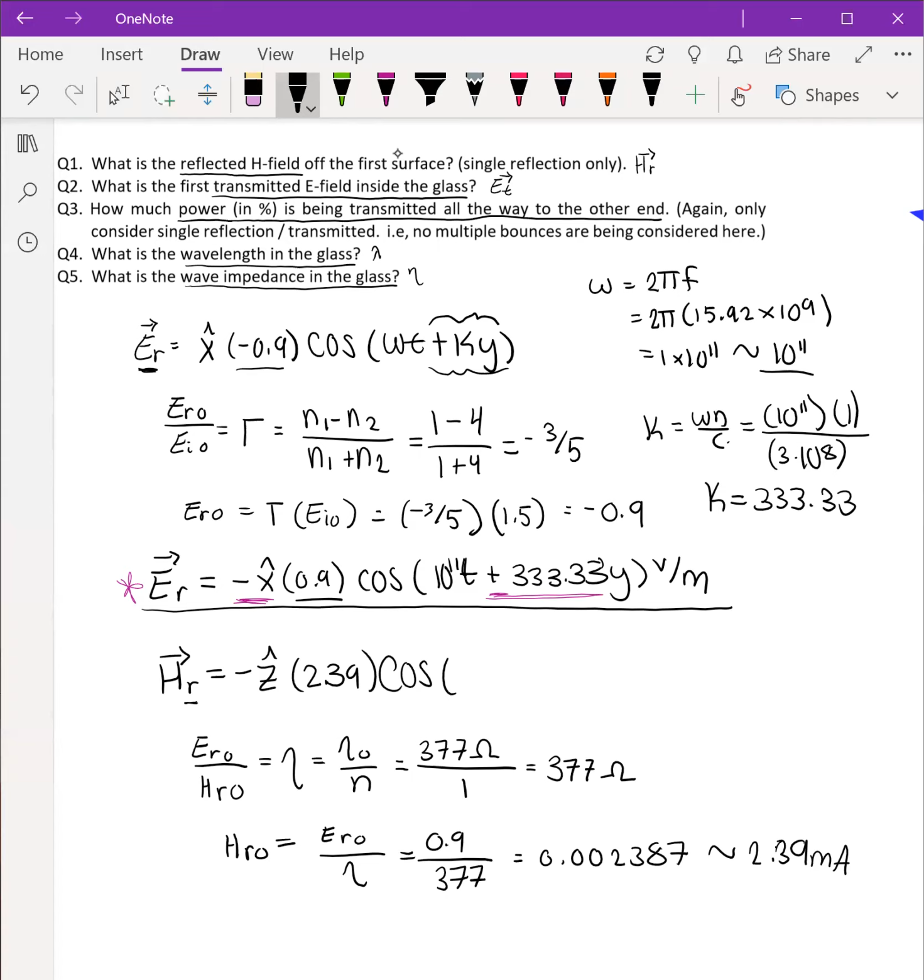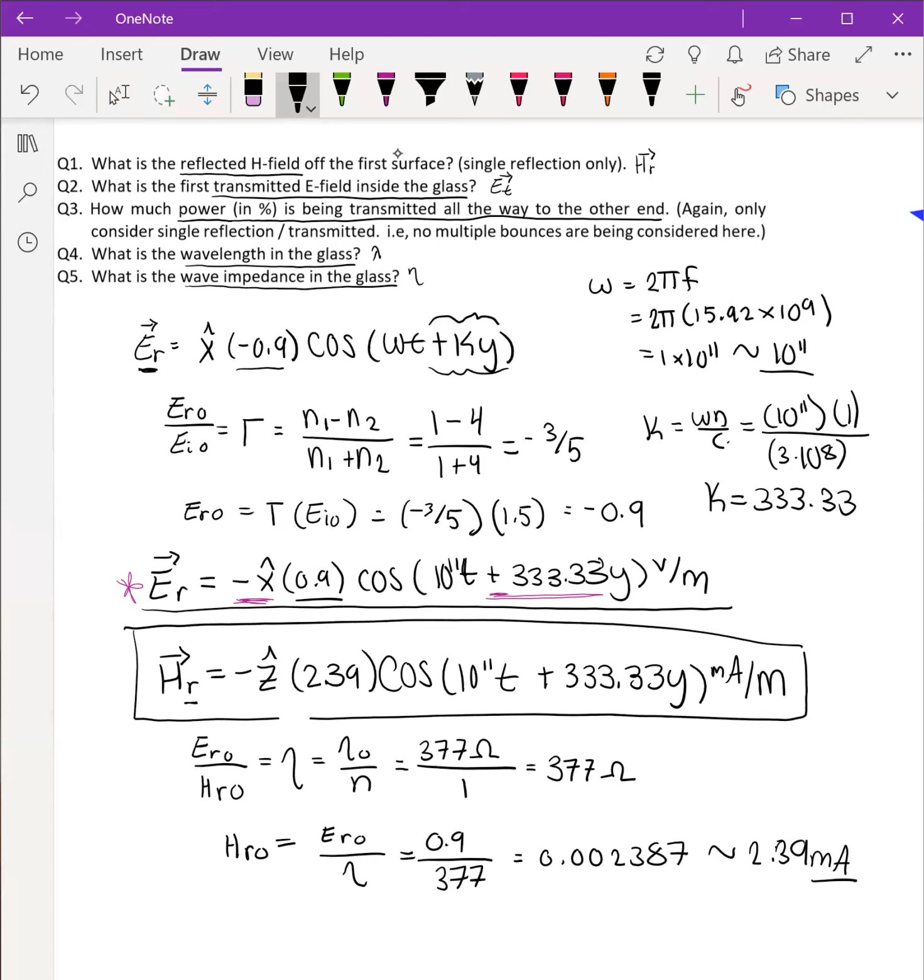This wave is still in phase and the omega does not change, so 10 to the 11t. We are still a reflected wave, so we're propagating in the reverse direction, so plus ky, 333.33 y. And since we're now dealing with an H field instead of an E field, our units are going to be amps per meter, and we need to take into account the magnitude was in milliamps, so we're going to have a milliamp per meter. And this is our reflected H field.